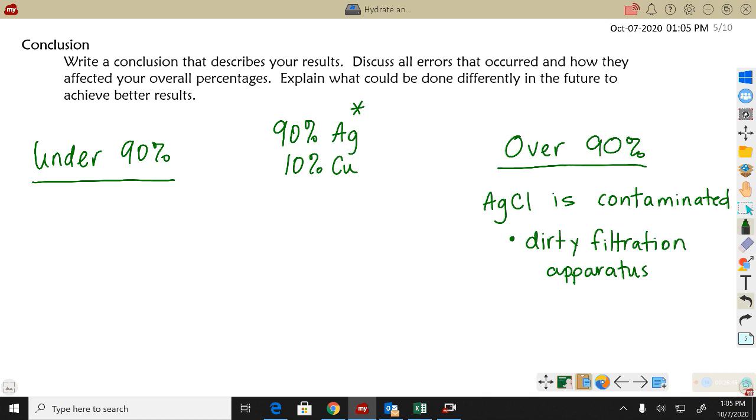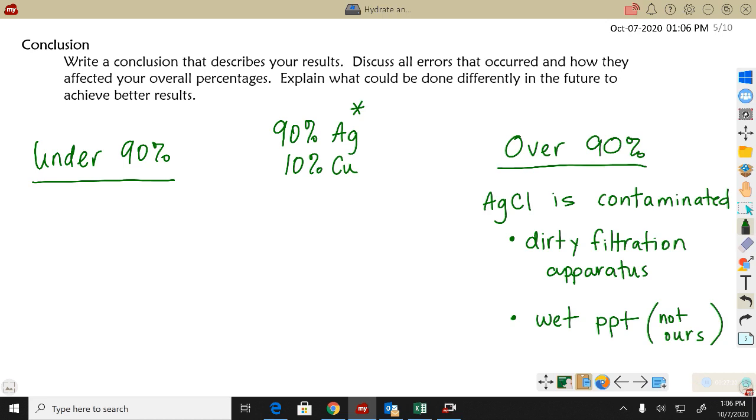Now, another possibility would have been a wet precipitate, but ours was not. So I'm going to say not ours, but that would be another logical error that would cause my percent to be too high, that there's something else on the filter paper besides silver chloride. It could be water or some kind of contaminant, in our case, from that filtration cup on top.